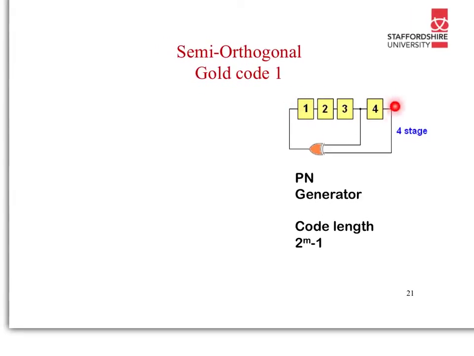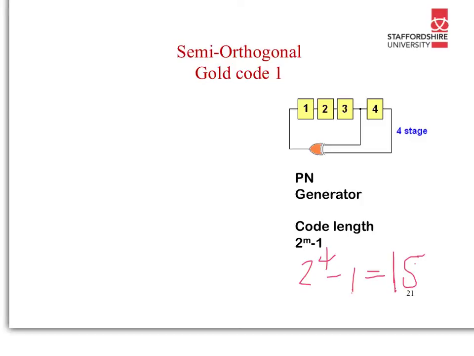Here we have 4 stages in our shift register, very similar to how convolutional encoding is done. It's known as a PN generator or a pseudo-noise generator. What pseudo-noise means is pretend noise. So it's pretend random. It isn't really random, because after a certain period of time the output repeats itself. The output repeats itself after 2 to the power of m minus 1, where m is the number of memory elements. In this case, 2 to the power of 4, take away 1, which is 15.